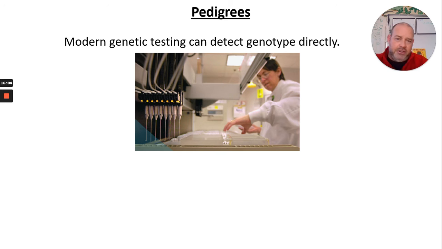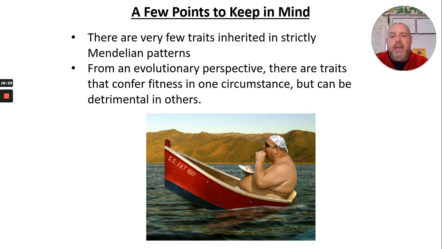Mostly modern genetic testing can tell us genotype directly now. We don't really have to do too many pedigrees by hand, but we do them by the computer a lot. And the idea behind them is still the same. And we don't have really fancy programs for doing pedigrees, so we still kind of do them with paper and pencil. That's how that goes. So a few points to keep in mind.